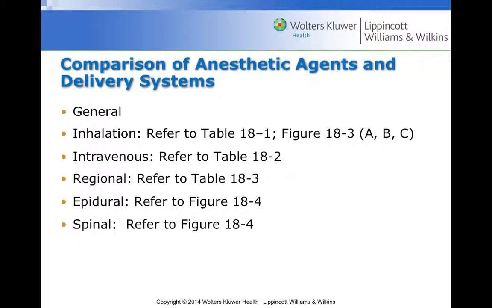The spread of the anesthetic agent and the level of anesthesia depend on the amount of agent injected, the speed in which it is injected, the positioning of the patient after the injection, and the specific gravity of the agent. If the specific gravity is greater than that of the CSF, or the cerebral spinal fluid, the agent moves to the dependent position of the subarachnoid space. If it is less, the anesthetic agent moves away from the dependent position.